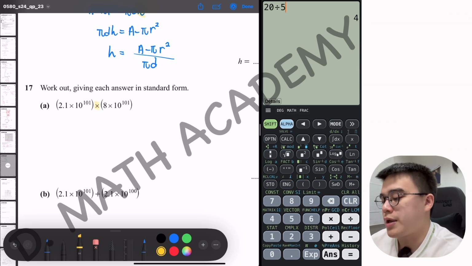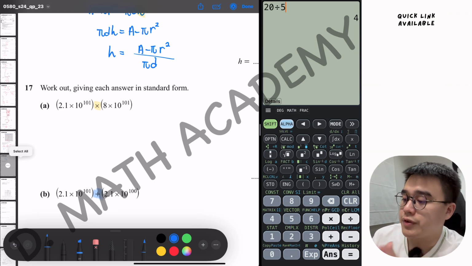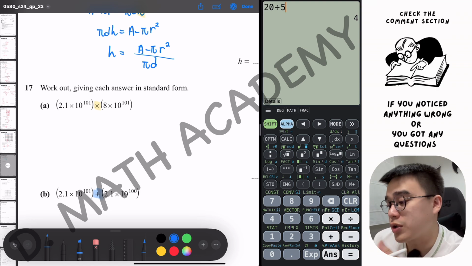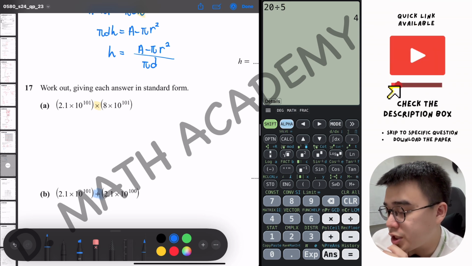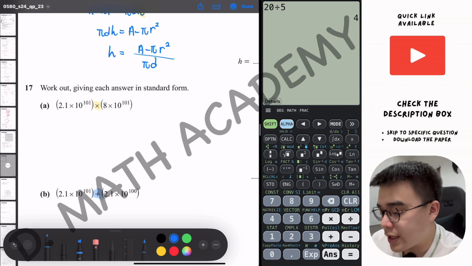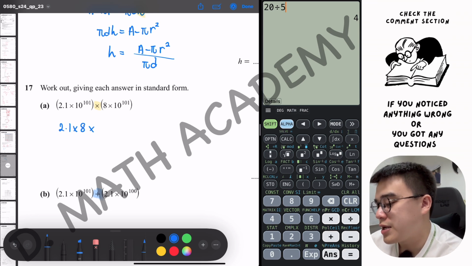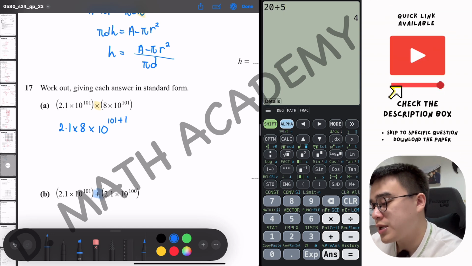Standard form. I expect this chapter to continue coming out in future exam papers, but they will only set it in paper 2 where the calculator is not allowed. So the key catch about this question is that when it's multiplication, you can just treat it like a normal indices question where you just take 2.1 times 8. But the 10 to the power of 101 is a little bit special because they share the same base. So the powers will add up with each other.